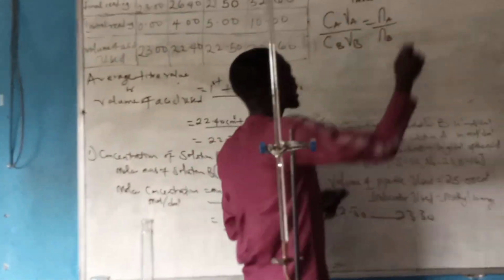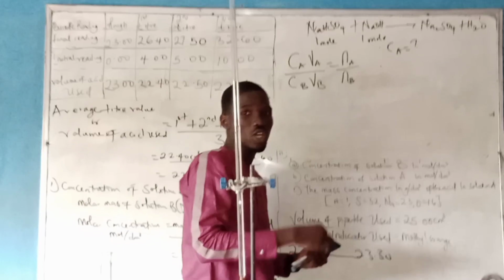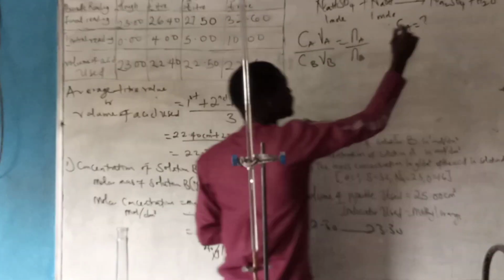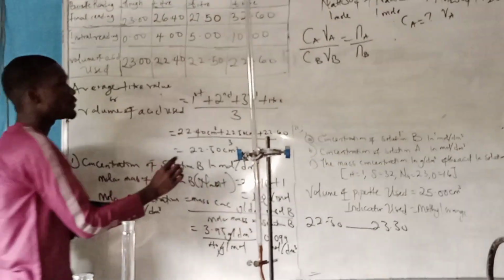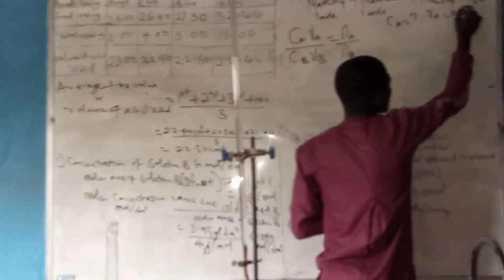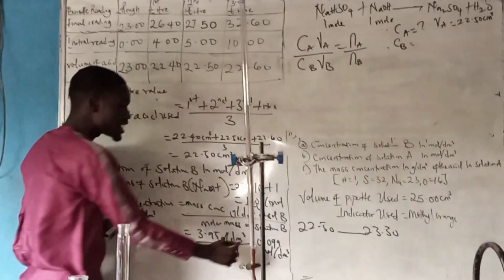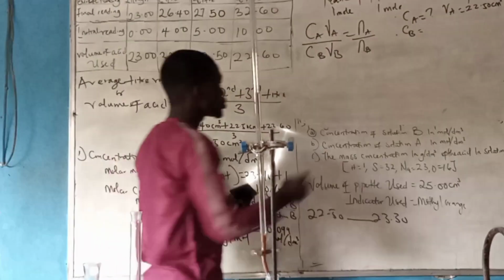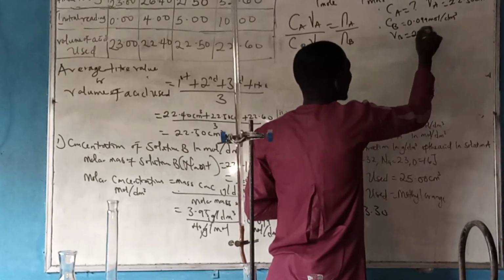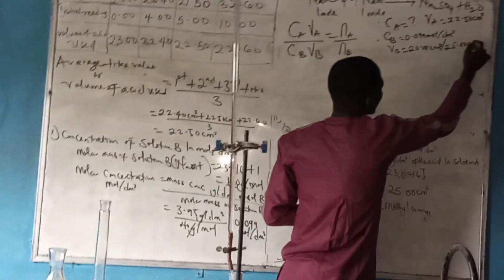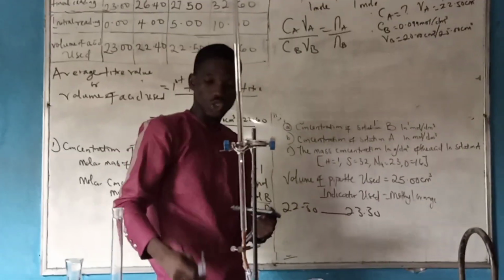So with what we have on the board now, we can say our Ca is unknown because we don't know it. It said concentration of solution A in mole per dm cube, which, as given earlier, is unknown. So the next one is the Va. Mind you, what you have on the board here shows you the volume of acid used, which represents our Va, and the value for that carries what? 22.50 cm cube. The next one, we have Cb. The concentration of B in mole per dm cube is given to be what? 0.099 mole per dm cube. Then our Vb is either 20 cm cube or 25 cm cube, depending on the value of the particular pipette we use. So now, let's continue.